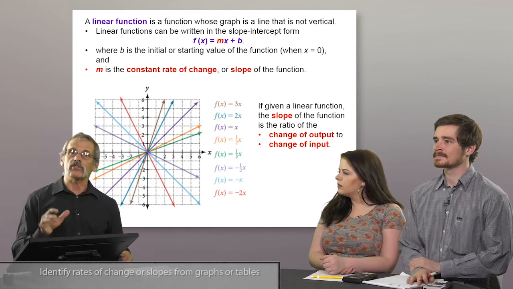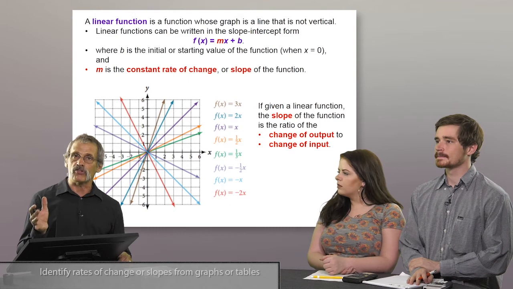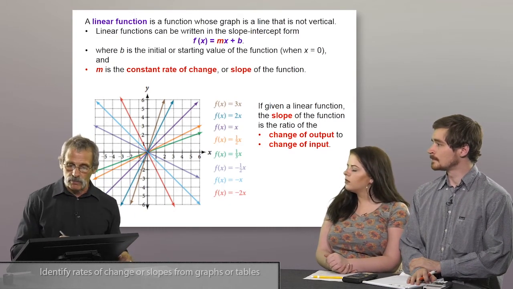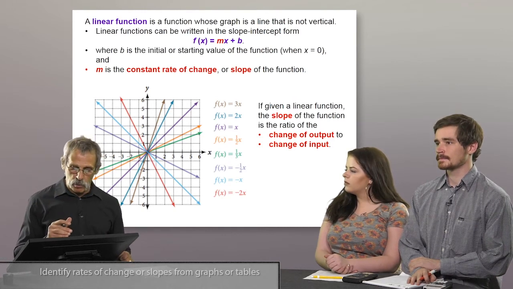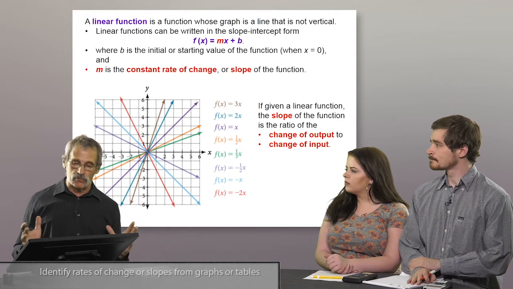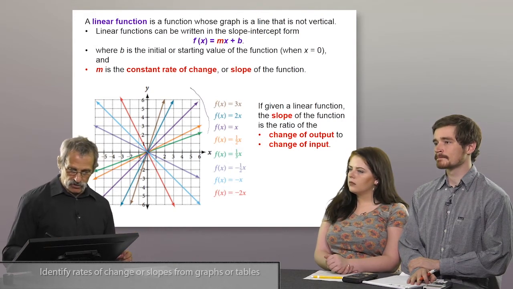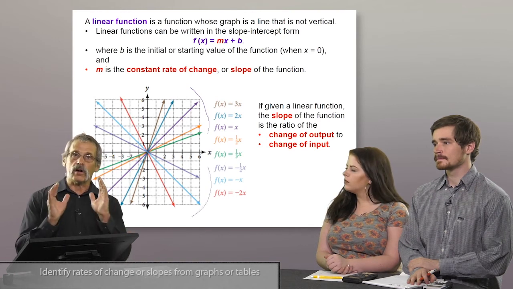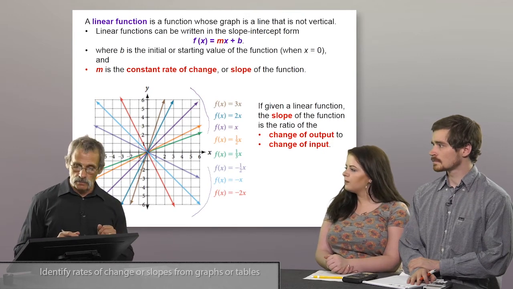To remind ourselves, a linear function f of x equals mx plus b. m is this constant rate of change, and b is the y-intercept when we graph this line. The slope is the change of output per change of input, and that's very important. Positive slopes are increasing functions, negative slopes are decreasing functions. The larger the absolute value of the slope, the steeper the line.